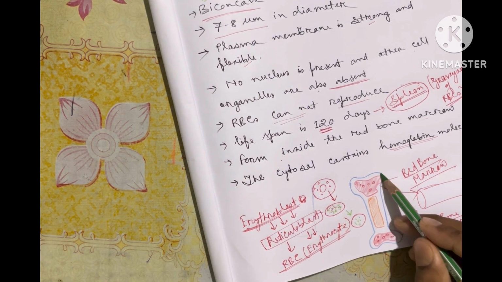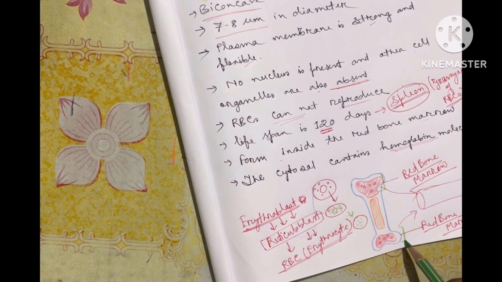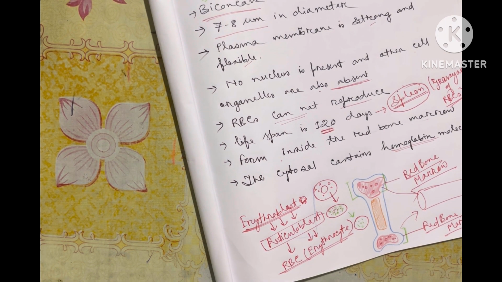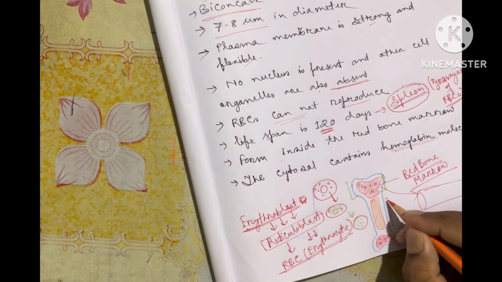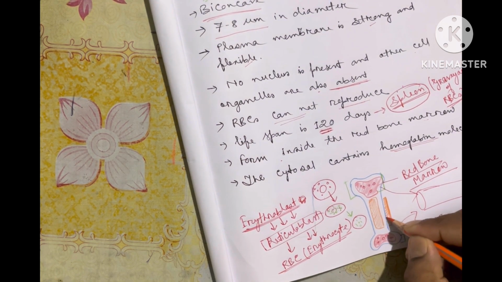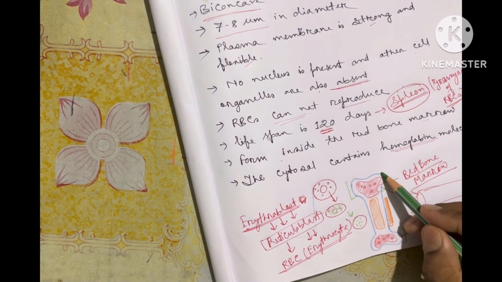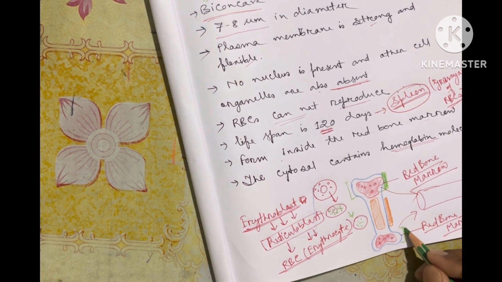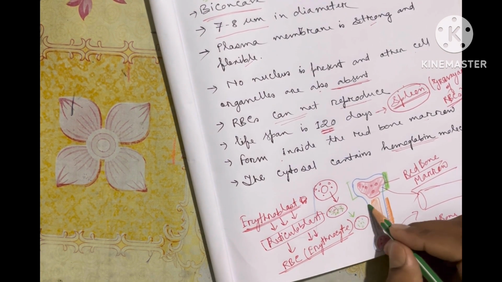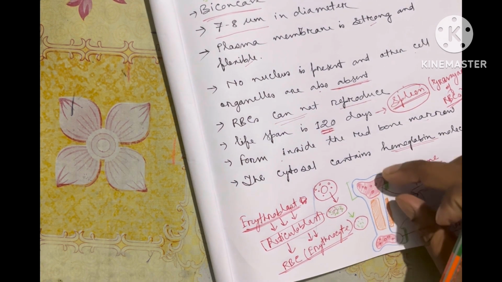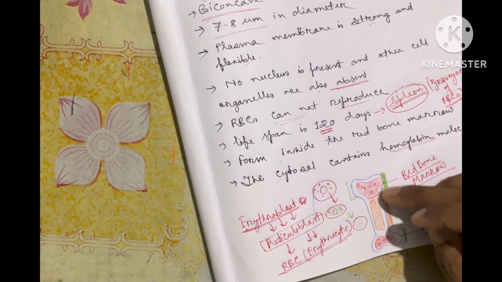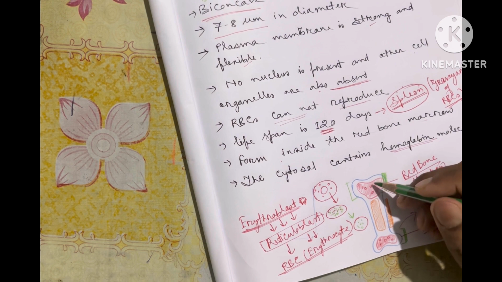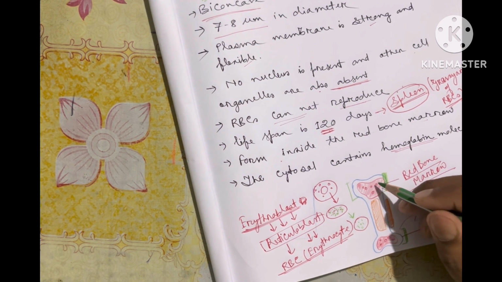This portion is called the epiphysis, and this portion is called the diaphysis. The middle portion is the diaphysis, and the end parts are called the epiphysis. So in the epiphysis, red bone marrow is there. Inside the red bone marrow, our RBCs are formed.